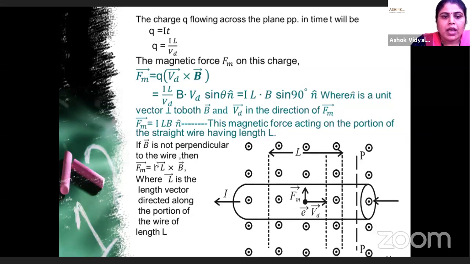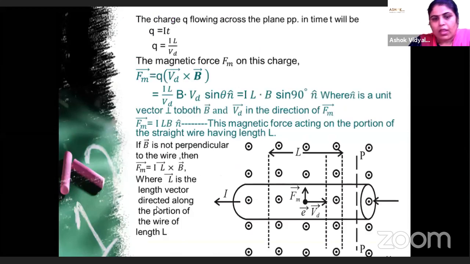Suppose B bar is not perpendicular, then what happens? The magnetic force F bar m is equal to I into L bar cross B bar, where L bar is the length vector directed along the portion of the wire of length L. That is the equation for F bar.